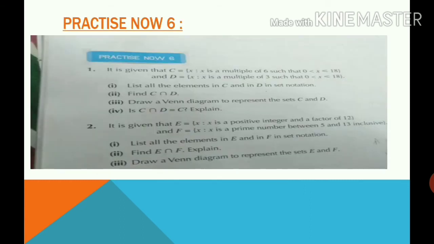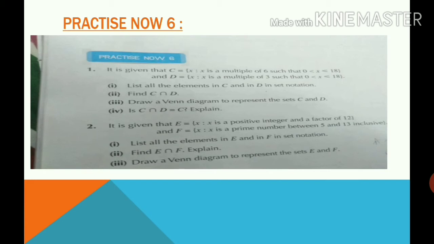Okay, let's come to Practice Now 6 of your book. Practice Now 6, question number 1. It is given that C is equal to {x: x is a multiple of 6 such that 0 < x ≤ 18}, and D is equal to {x: x is a multiple of 3 such that 0 < x ≤ 18}.